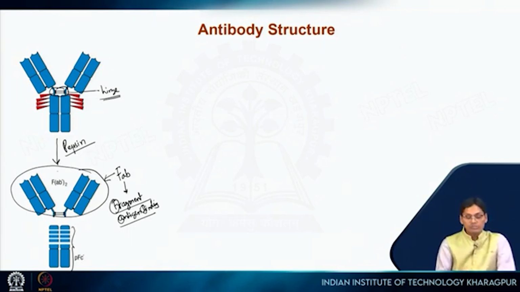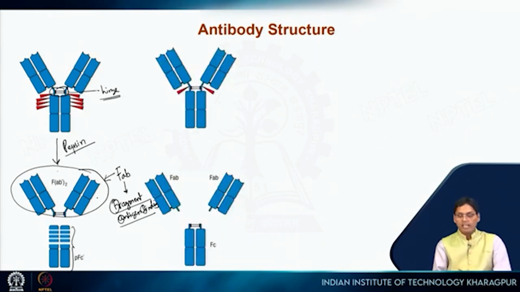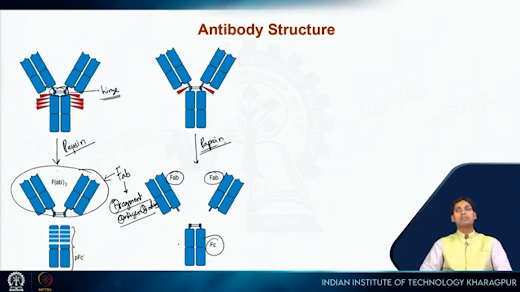And F(ab')2, because after pepsin digestion, as you can see, these two Fab fragments stay together. On the other hand, if you digest the same antibody with another enzyme called papain, which is also a proteolytic enzyme, it will cleave above the hinge region. As a result, you get two Fab regions, the fragment antigen binding regions, and this Fc region, as I already mentioned, the fragment crystallizable region.